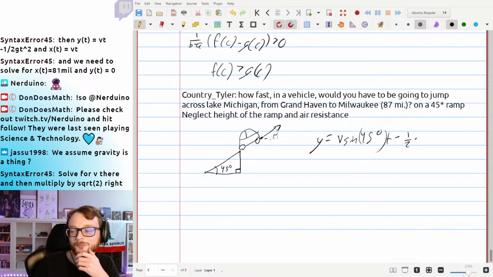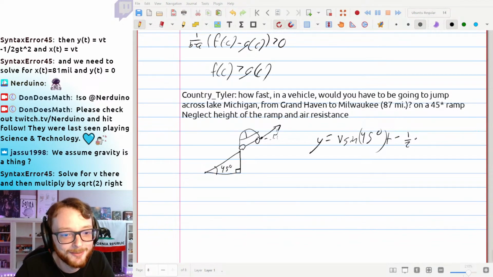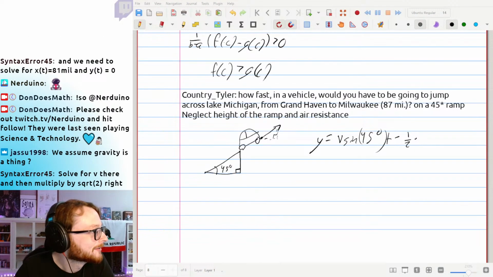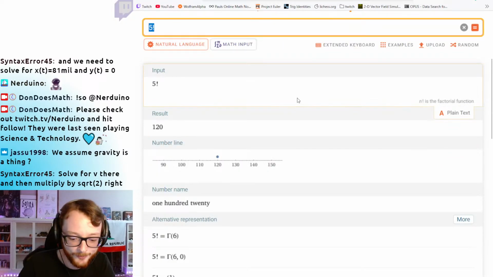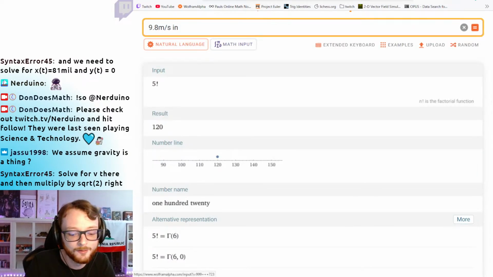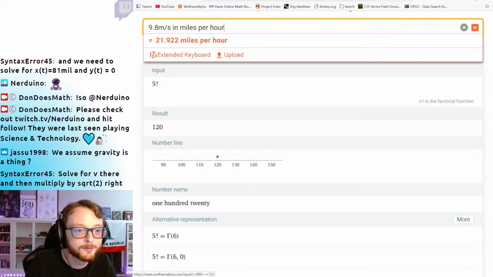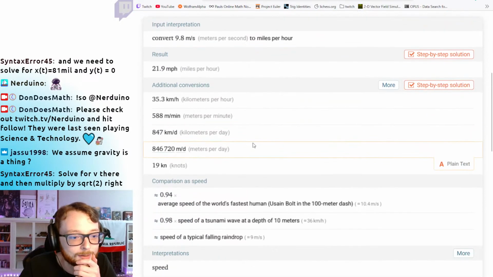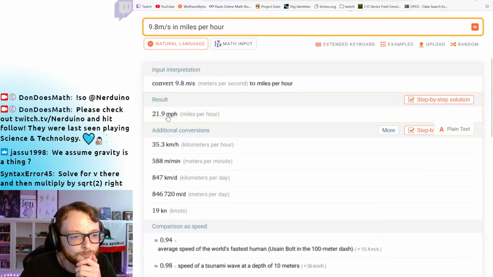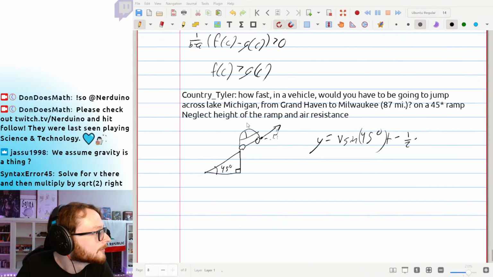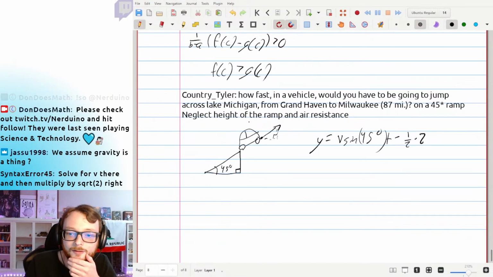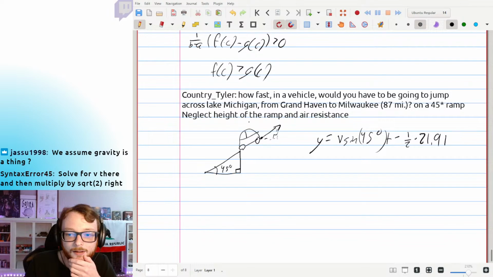Isn't it like 32? What's gravity in the bad units? Wolfram Alpha, save me. 9.8 meters per second squared, and in miles per hour. What's 32? Is that miles per second or feet per second maybe? Feet? I don't know. 21.9 times time squared.